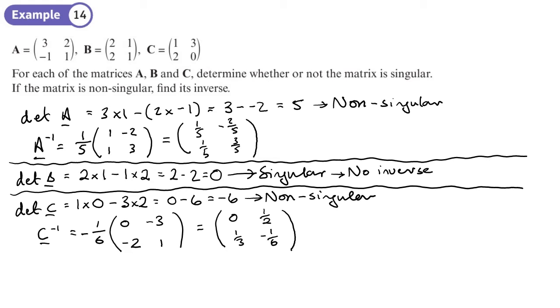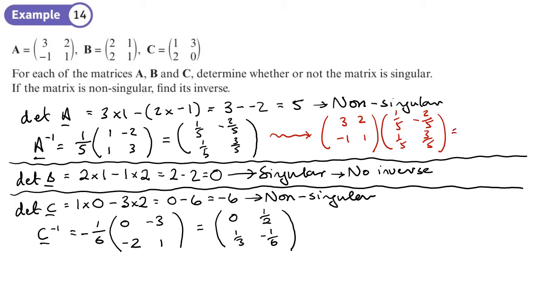Now let's just pick one and see what happens. Let's just take this A, 3, 2, negative 1, 1. Let's multiply it by its inverse and see what happens. We should get 1, 0, 0, 1. That's the definition of an inverse, isn't it?